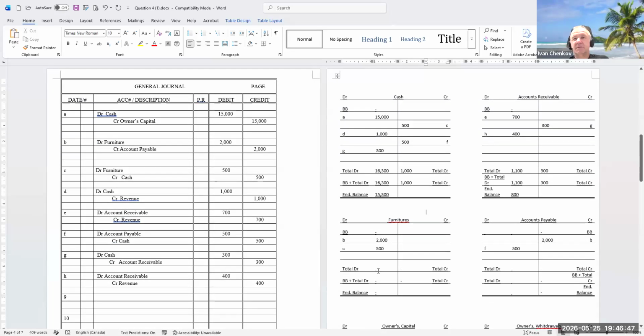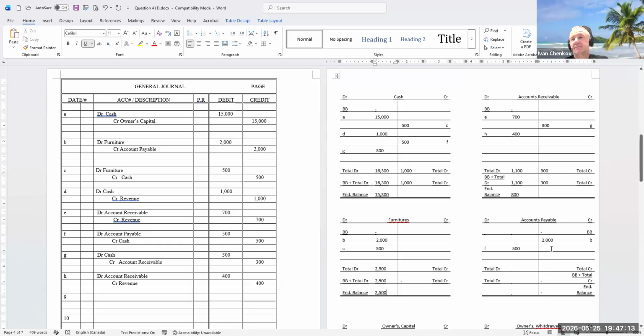For the furnitures, it's easy. Beginning balance is zero, so during the period we acquire 2,500 of furnitures plus the beginning balance, that's 2,500. On the credit side, we haven't done anything, so 2,500 is the ending balance for the furnitures.